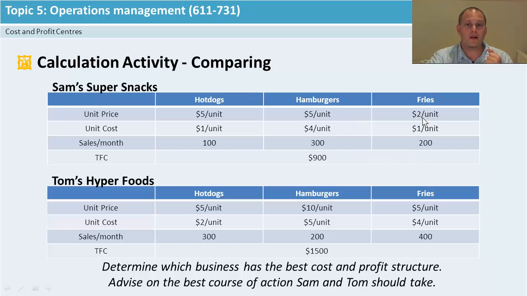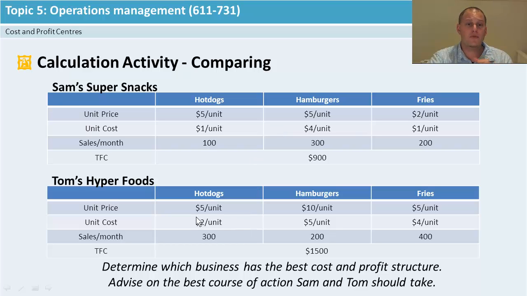And for the fries, 2 minus the 1 gets me the 1, times by 200, so it's going to be 200. 200 minus the 300 full costing gets me a negative 100. So there's a real problem. You probably want to get rid of the fries, divest this out. Hot dogs alright making money, hamburgers seem to be not great, and the fries definitely get rid of it. For Sam's Super Snacks, it's not looking good right now.